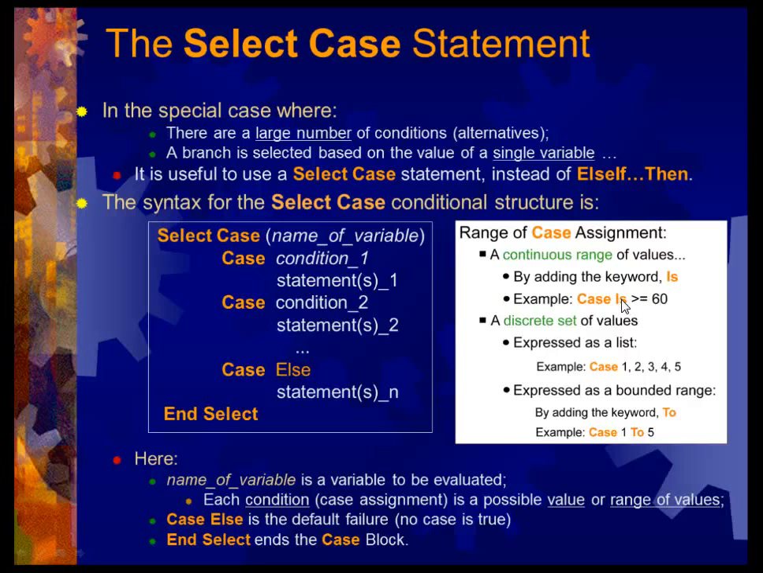Okay, does everyone know what I'm talking about? So in the case where we have a continuous range of values, which we do for score, because score can be any kind of decimal number with any number of decimal digits, we have to write case is here, not just case. Okay? Is that clear? If it's a discrete set of values, that means a not continuous set of values, then you can just write case. Okay?